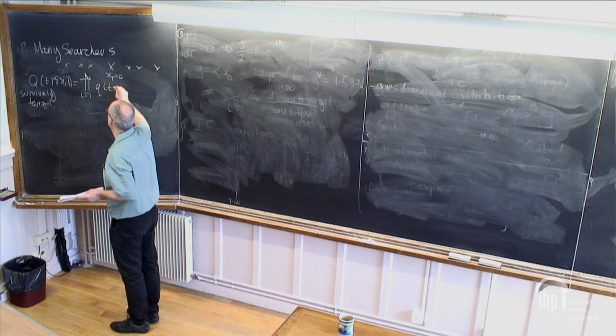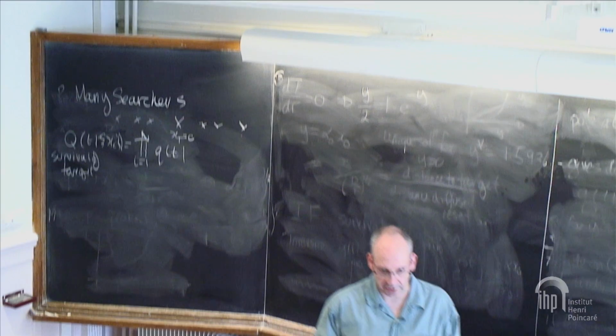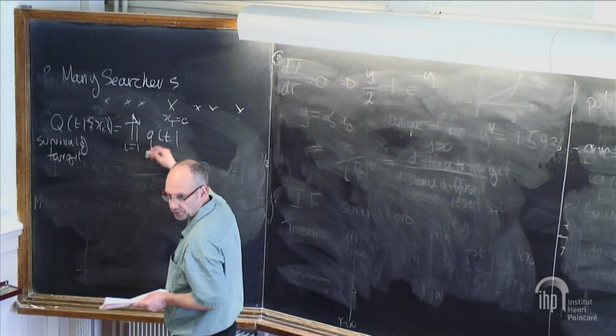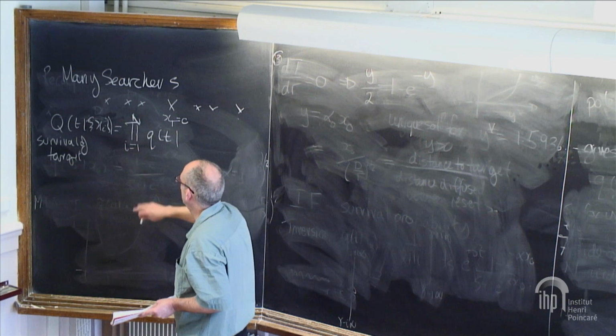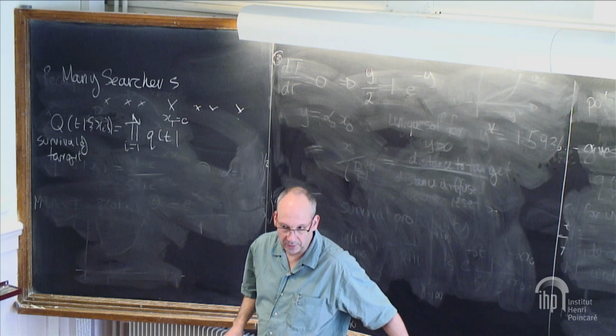For the target to have survived, then basically it hasn't been touched by any of the searches. So if we think of the individual searches, then each of them has to survive. So it's the survival probability for individual searches that we've already calculated.